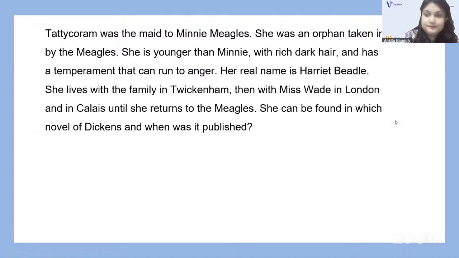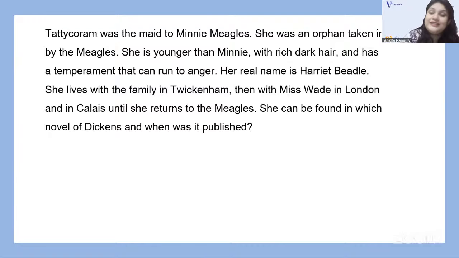Next, Tattycoram was the maid to Minnie Meagles. She was an orphan taken in by the Meagles. She's younger than Minnie, with rich dark hair, and has a temperament that can run to anger. Her real name is Harriet Beadle. She lives with the family in Twickenham, then with Miss Wade in London and in Calais until she returns to the Meagles. She can be found in which novel of Dickens, and when was this novel published?